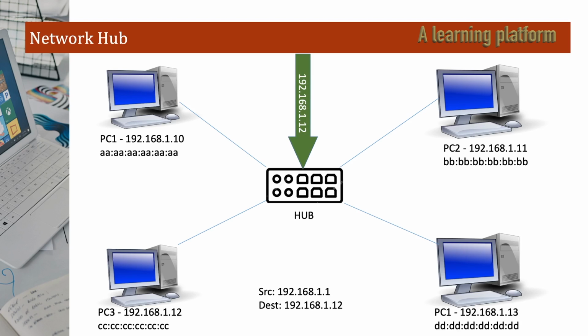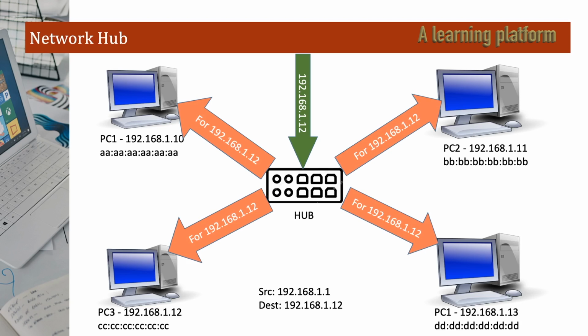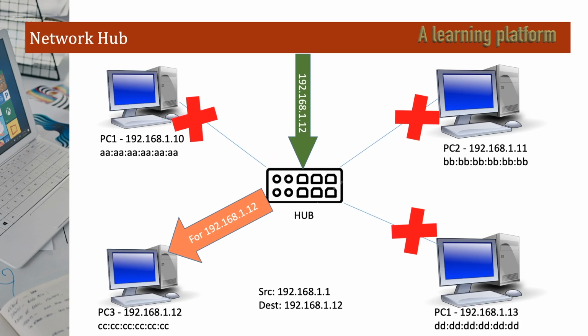The hub receives a packet which is meant for this IP address 192.168.1.12. The hub, being dumb, would have no idea where exactly this IP is, so it would broadcast this packet on all its ports. The right workstation would receive these packets and the others would drop it. This happens for all the packets.